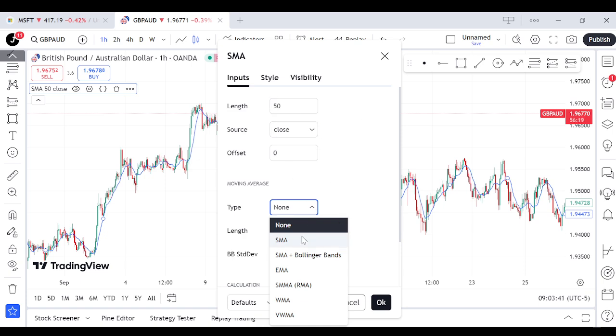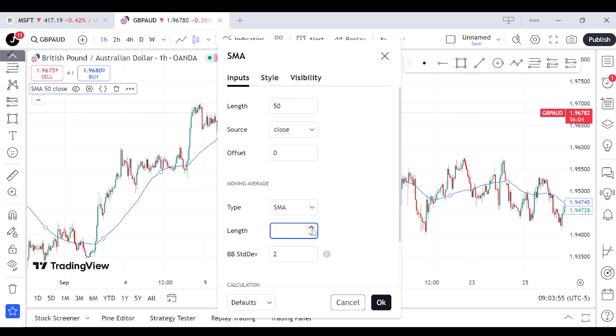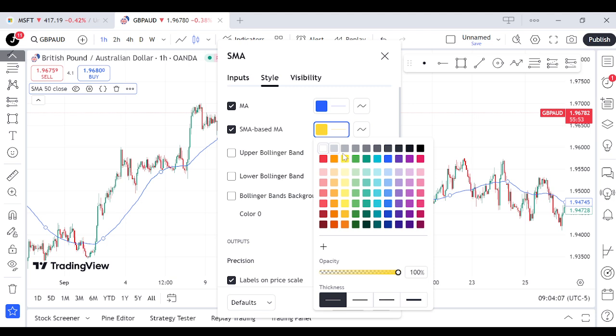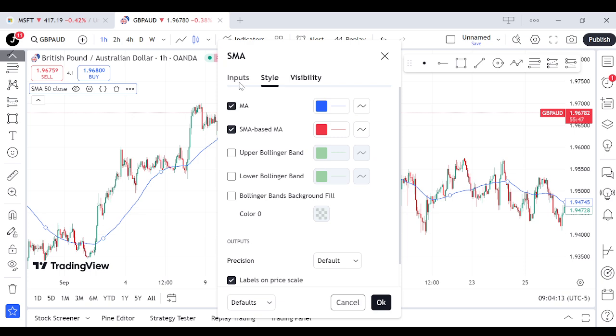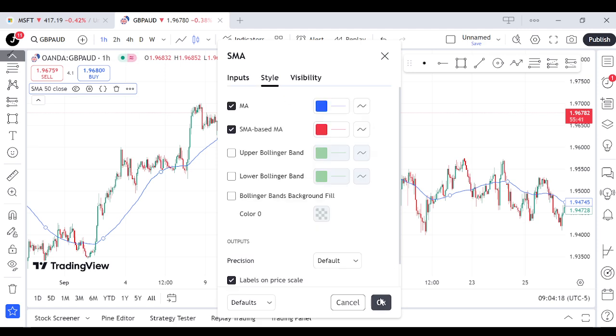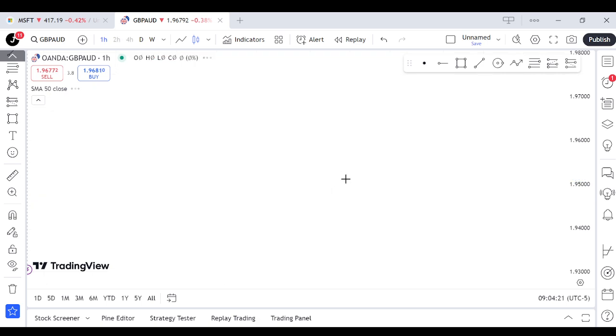for the long-term moving average, I'm going to be using the 200-day moving average. For the short-term moving average, I'm using the 50-day moving average. For the long-term, I'm using the 200-day moving average. I'm just going to go edit the color of the long-term to red color. So for the 50-day, the blue color, and for the 200-day, the red color. So let's just wait for this to load on the charts.